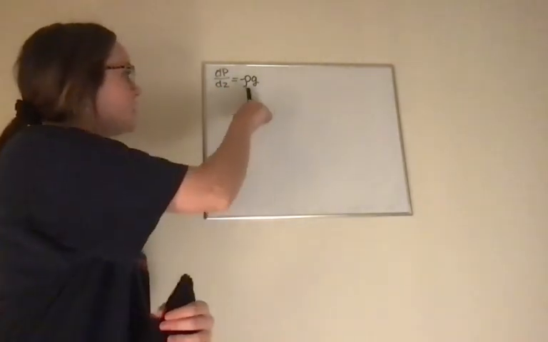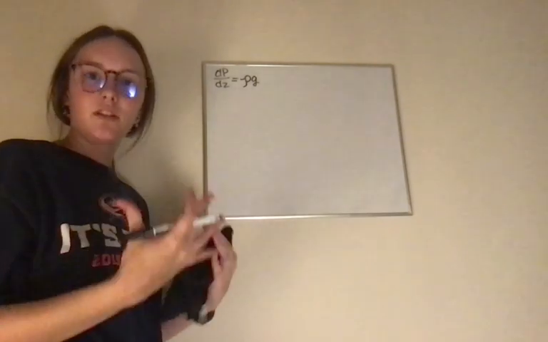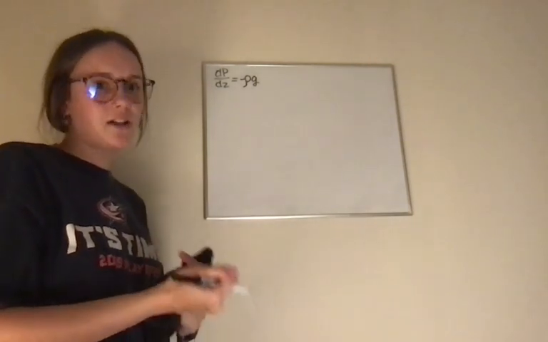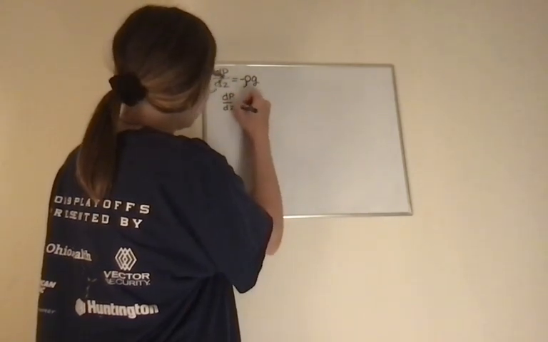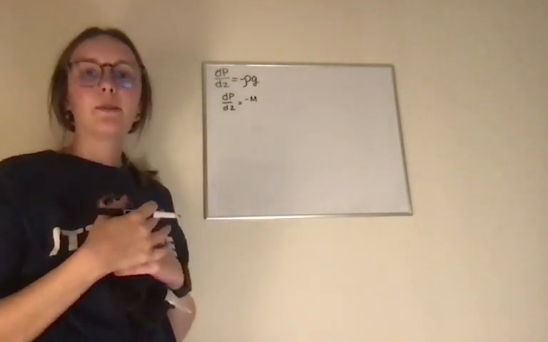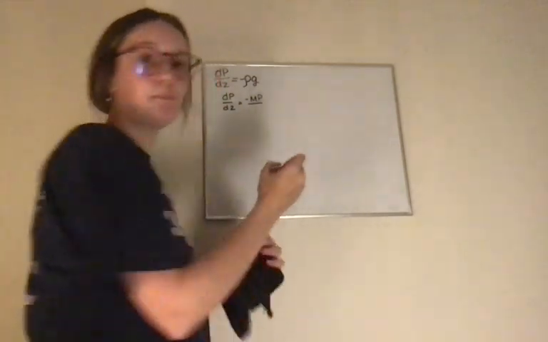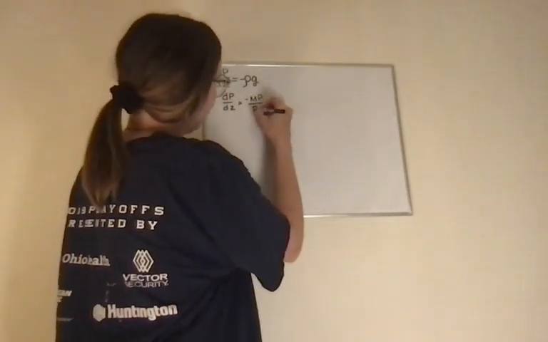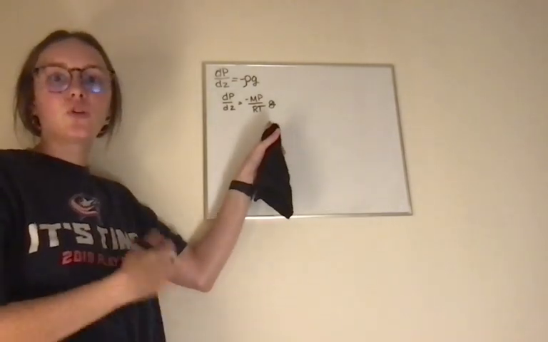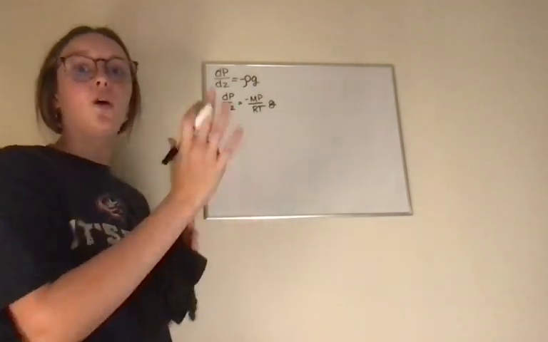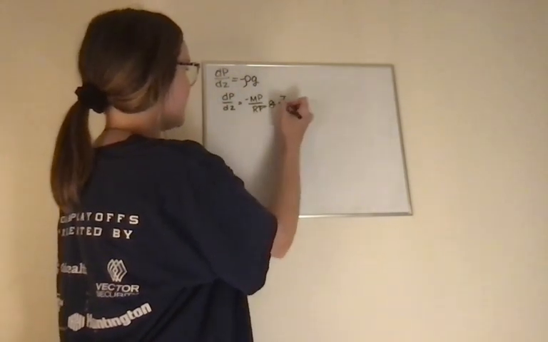The first thing that we want to do is replace the density with the values that we know in the ideal gas law. So this is going to end up dP over dz equals negative M, and the M stands for the molar mass of the gas that we're working with, negative M P over RT times g. Now that we have this, we're going to want to get the T and the P on one side of the equation. So we're going to multiply by T over P. That means these cancel out.